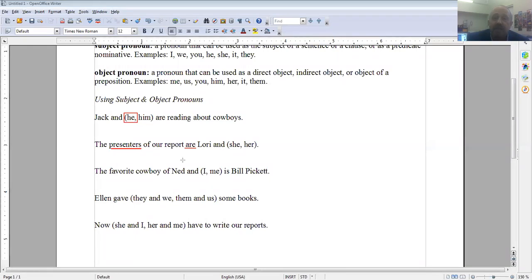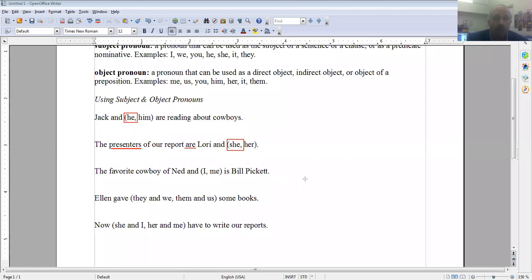It's going to link that subject to word or words in the predicate that are going to rename or define or describe presenters. So presenters are Lori and she, because I have to stick in a pronoun that does the same thing the noun does that I'm replacing. The noun that I'm replacing is the subject. I have to use a subject pronoun.